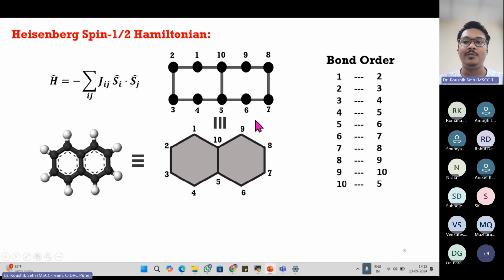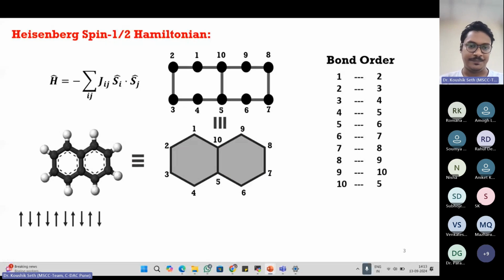So for both systems the bond order file is the same, and in the Heisenberg model this is their identity. So for the Heisenberg model, the molecule and this kind of ladder system are both equivalent. So we can use the Heisenberg spin-half model Hamiltonian in this case.